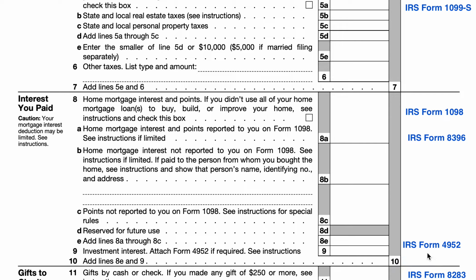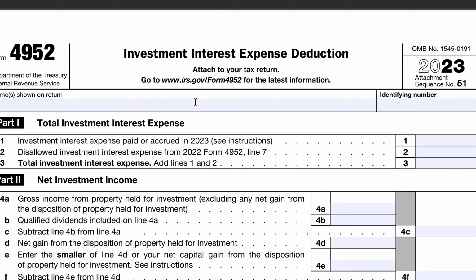IRS Form 4952 is investment interest. This is the form that allows you to calculate investment interest expense. If you borrow money in order to invest money, then you can claim the interest expense as a tax deduction under certain circumstances. You may need to file IRS Form 4952.